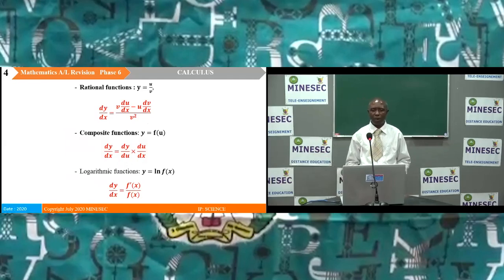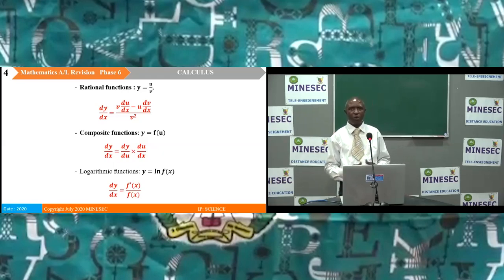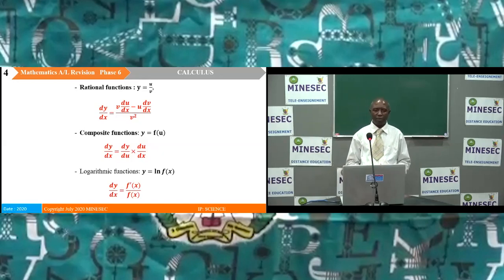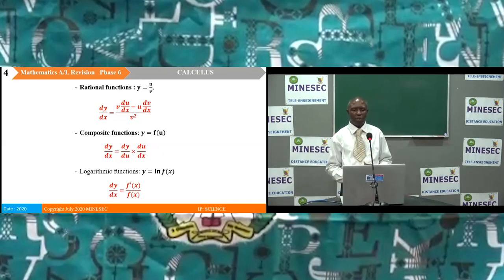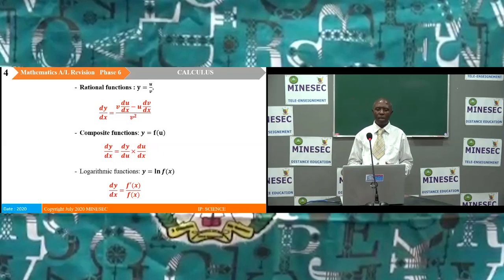Rational functions. If y is a rational function, say u over v, where u and v are functions in x, dy/dx will be v du/dx minus u dv/dx, all divided by v squared. Composite functions. If y is a function in u, where u equally varies with x, dy/dx will be dy/du multiplied by du/dx. Differentiation of logarithmic functions. If y is equal to ln f(x), then dy/dx will be the derivative of the function divided by the function itself.